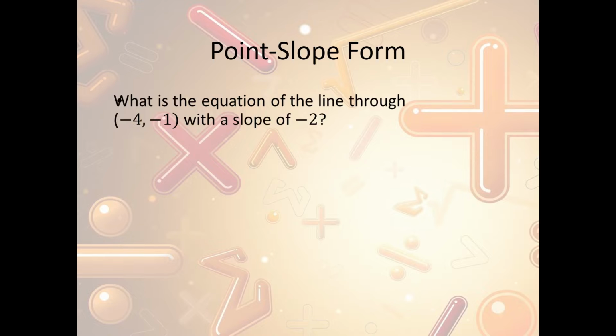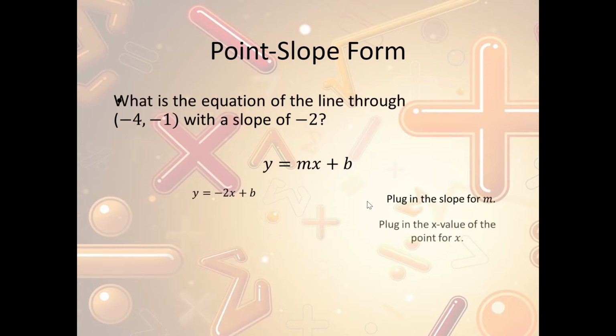Now let's look at another example. We have negative 4, negative 1 as our point, and the slope is negative 2. So we're going to start with y equals mx plus b, and then we're going to plug in what we know. Well, we know the slope is negative 2, so that goes in for m. So this becomes y equals negative 2x plus b.